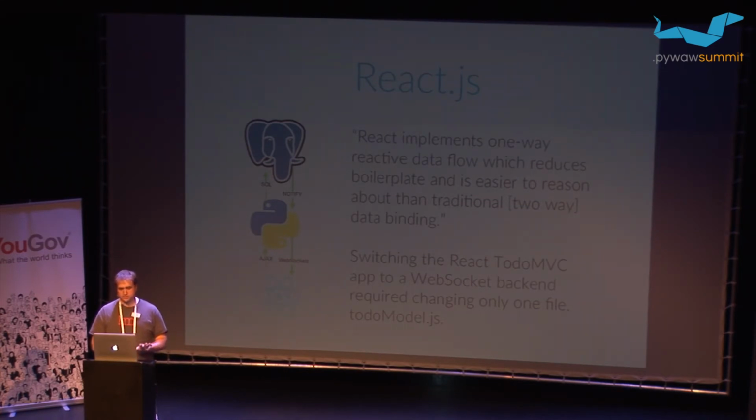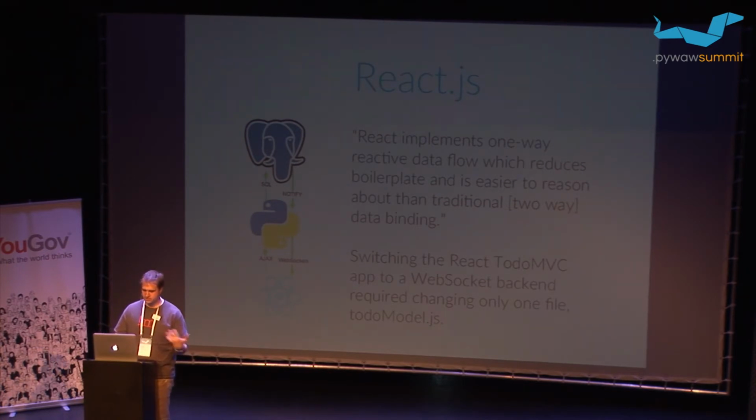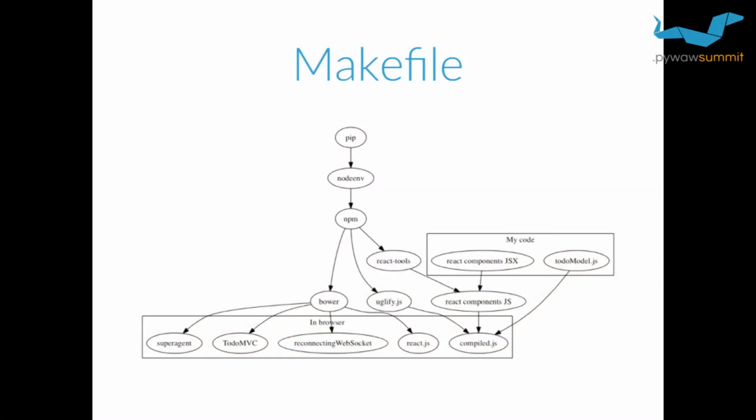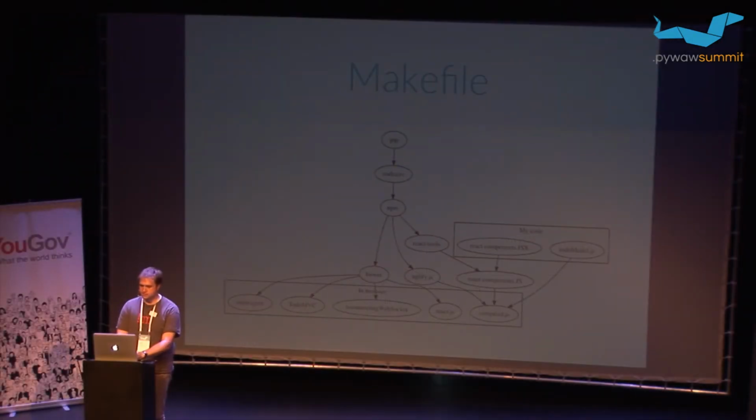And switching the React.js TodoMVC example over to this thing required just changing the one file in the to-do model, and the changes were pretty obvious, straightforward. I thought it was a good success and a testament to it fitting well with this kind of architecture.